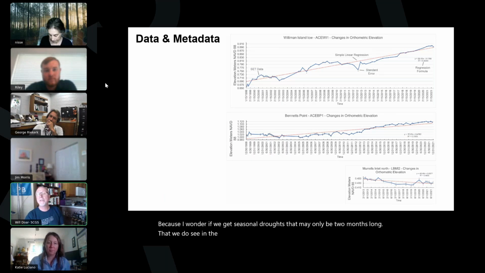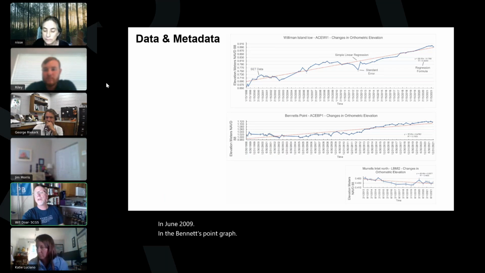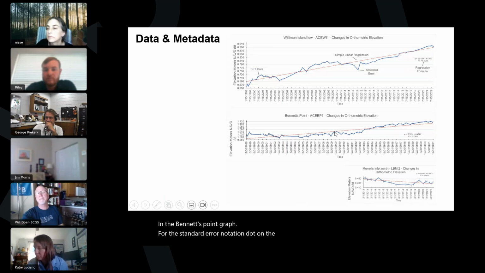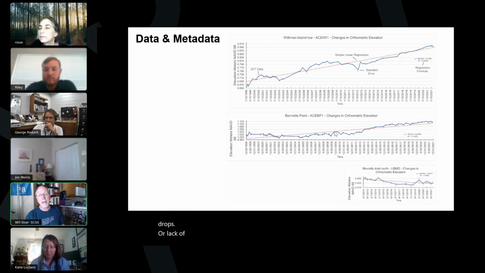If you look at June 2009 in the Bennett's Point graph, or the standard error notation dot on the upper graph for Willamette Island, those 2 drops are lack of rainfall. We actually saw mud cracks at the surface of the marsh, desiccated.